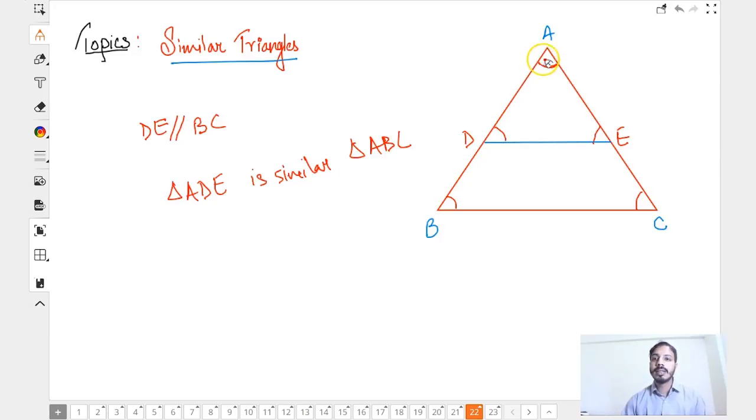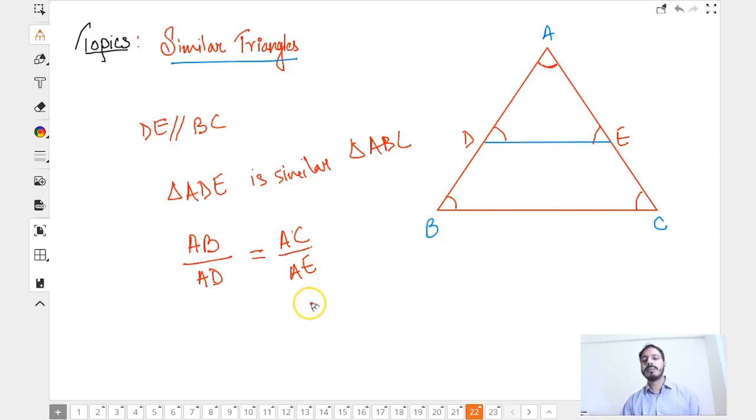Also, what should happen is the sides should be in ratio. That means AB by AD should be equal to AC by AE, right? So similarly this side also, that is BC by DE.